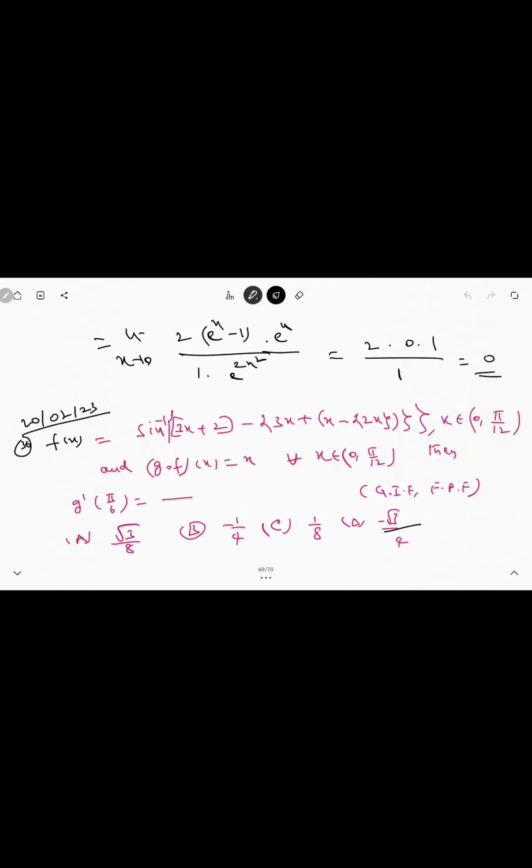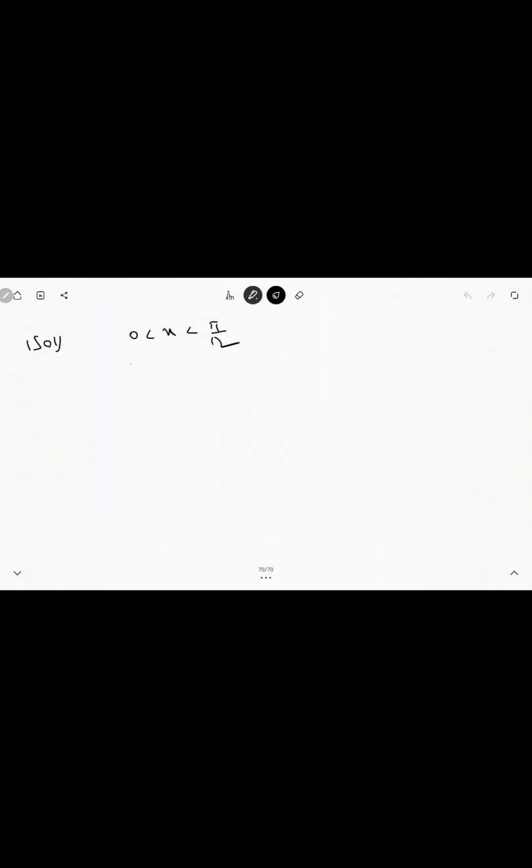Solution. 0 less than x less than pi by 12, correct? Okay. Multiply with 2: 2x less than pi by 6. So pi means here 3.14, 3.14 by 6. Anyway, it is less than 1 only. Correct or not?